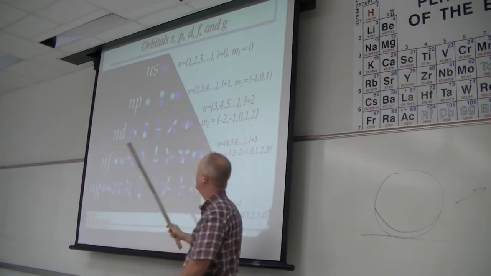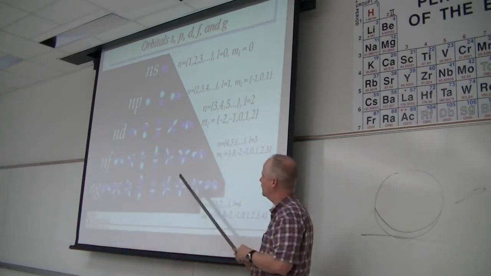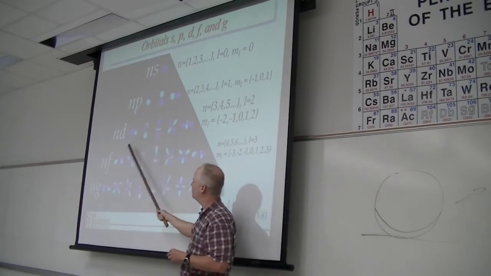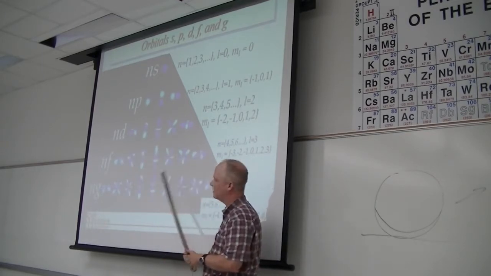So it's in these middle regions where it's interesting. We have interesting nodes that you can point out. But look at the f orbitals. It's very similar to the d orbitals, only with more nodes.